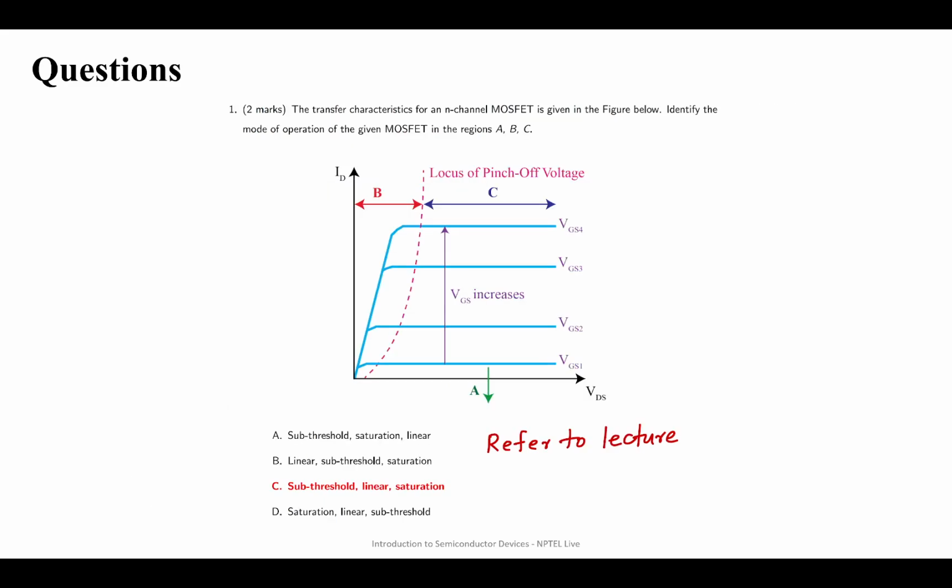So the answer to this is subthreshold, linear, saturation. You see my A is at very low VG, where my current is 0. This is called the subthreshold region. You can see in the B region I have a linearly increasing ID, so this is my linear region. And in my C I have a constant ID with respect to VDS, so this is my saturation region.